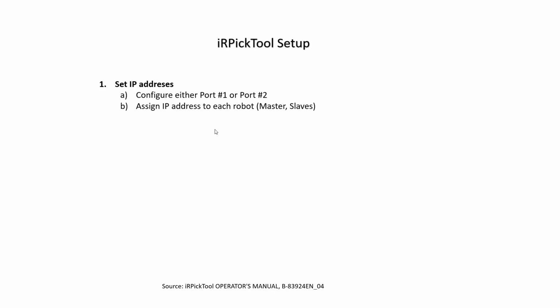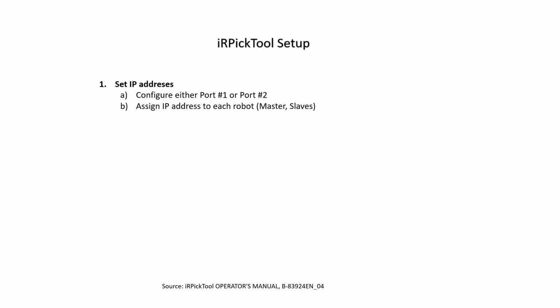With this, we have completed step number 1 on the workflow, that is setting up the IP addresses for the robots. We're going to finish part number 2 of this video here. Still, there is a lot of material that we need to cover, and this is going to take a few more videos to finish the iRPickTool configuration. To summarize, we have covered the first step on the workflow, that is setting up the IP addresses for the robots, master and slaves. This is a fundamental step.